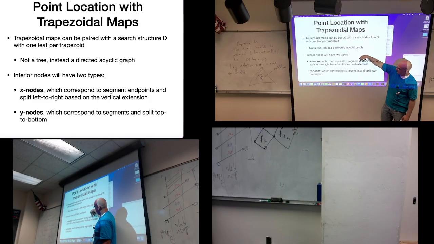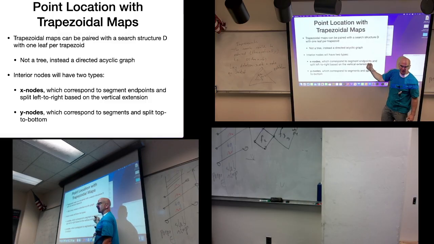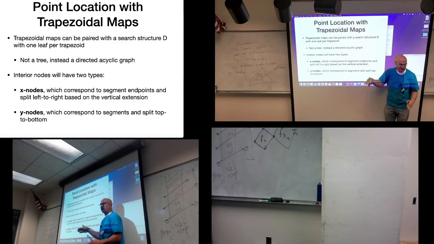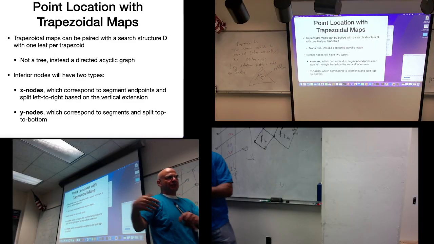So in the DAG, we will have 2 types of nodes. An X node corresponds to an endpoint of a segment. You'll see an example coming up. An X node just keeps the endpoint of the segments, and the query with respect to such an X node would be, am I to the left of this X node, am I to the right of this X node?